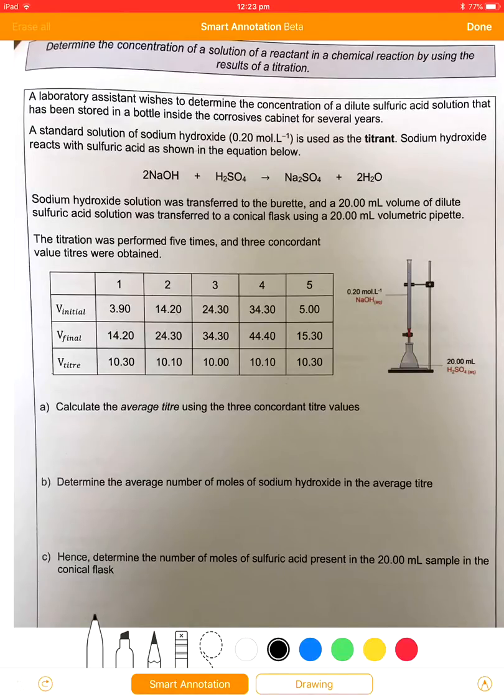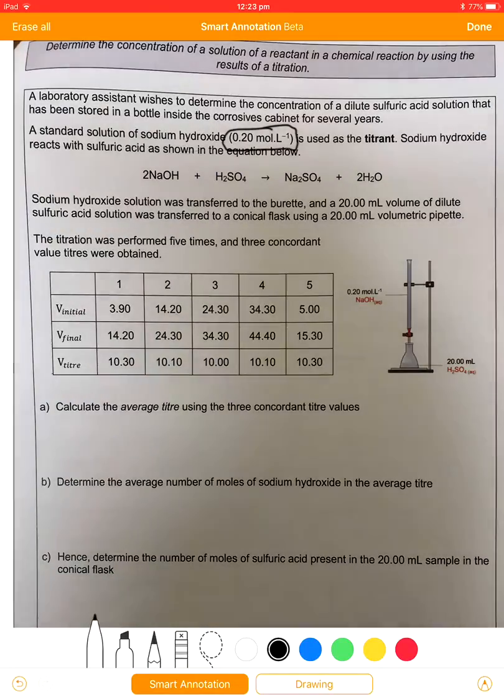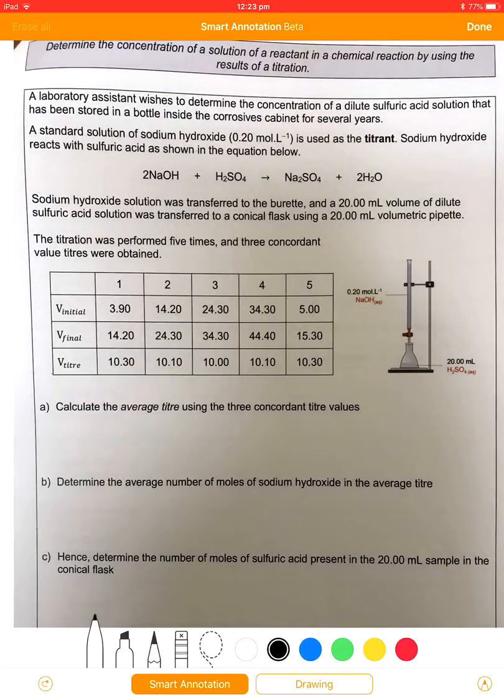A standard solution of sodium hydroxide, that's 0.2 mole per litre concentration, is used as the titrant. So obviously the titrant, what goes in the burette, we know the concentration of it, we put a variable volume into our conical flask until it neutralises, till it reaches that equivalence point. Sodium hydroxide reacts with sulfuric acid as shown in the equation below. So for every 2 moles of sodium hydroxide will neutralise 1 mole of sulfuric acid.